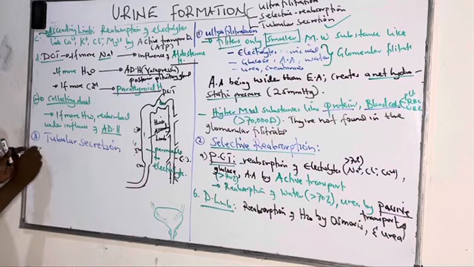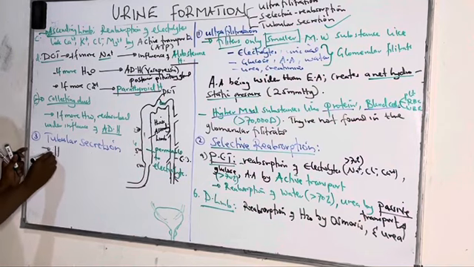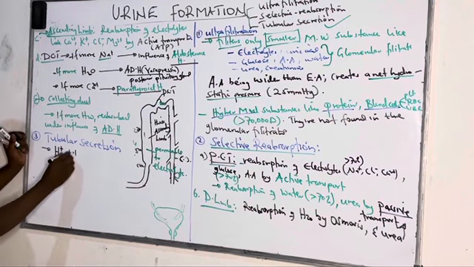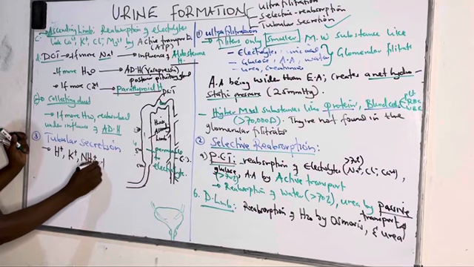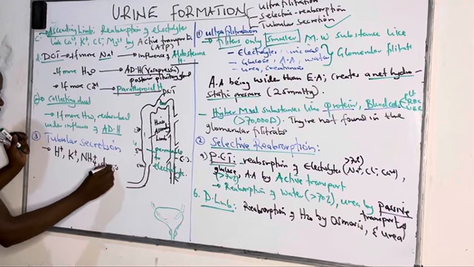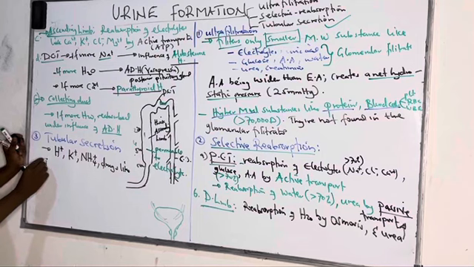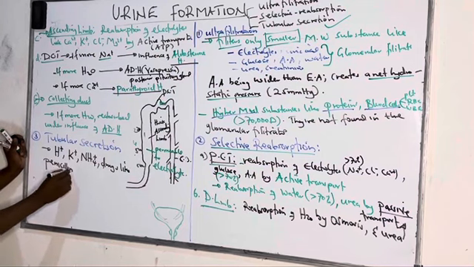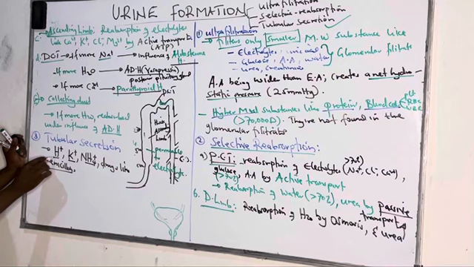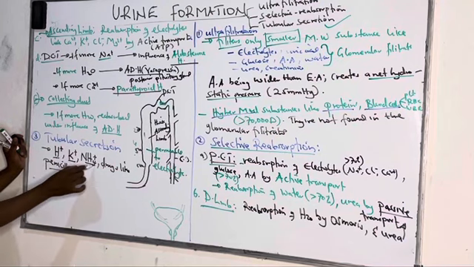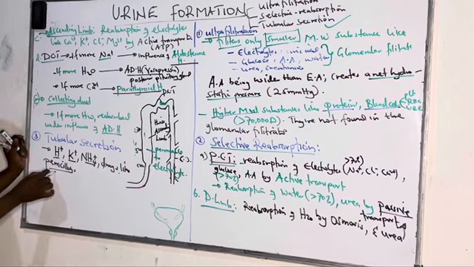Substances like hydrogen ions, potassium, ammonium ions, and drugs like penicillin. So when you are on penicillin drugs, these are secreted via the tubules. So substances like hydrogen ions, potassium ions, ammonium ions, and drugs like penicillin are secreted.